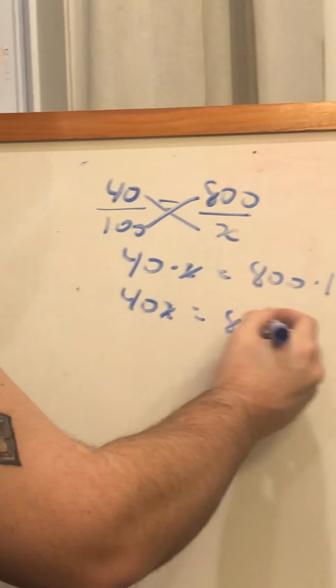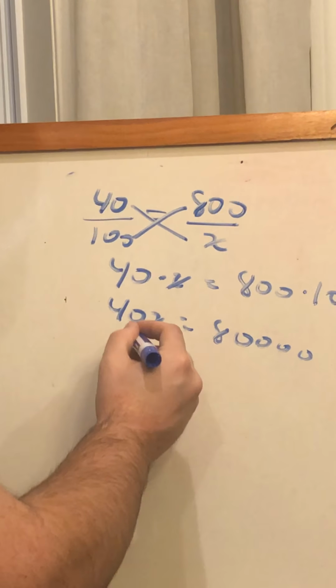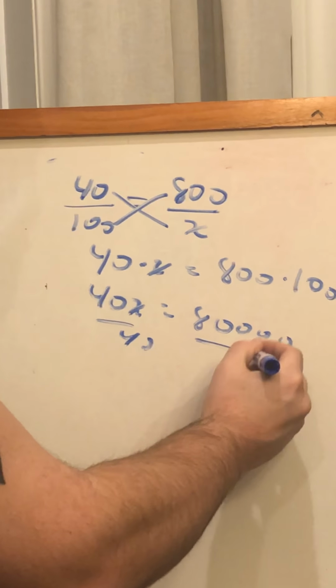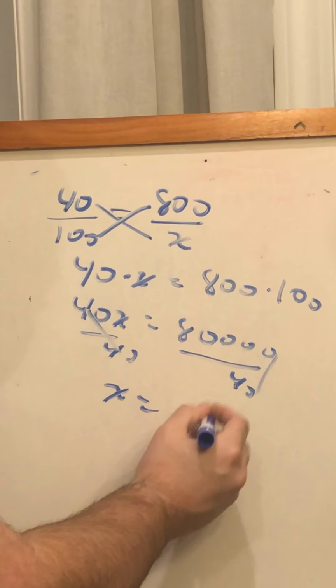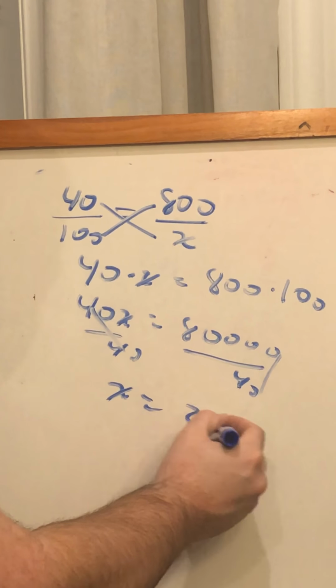Okay, so we're going to have 1, 2, 3, 4 zeros. Divide by 40, divide by 40, cancels out, crosses out. 4 goes into 8 2 times, and we have the zeros, so the answer is going to be 2,000.